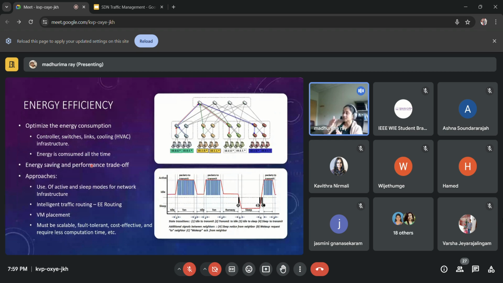So you start consolidating your traffic, you go to a point where you see that it's very close to the onset of congestion, and you stop there. That's the optimal point where you have the maximum energy saving for the best performance. So we call this intelligent traffic routing, which is a part of the energy efficiency, or EEE, energy efficient Ethernet, we say. For that, we use intelligent routing.